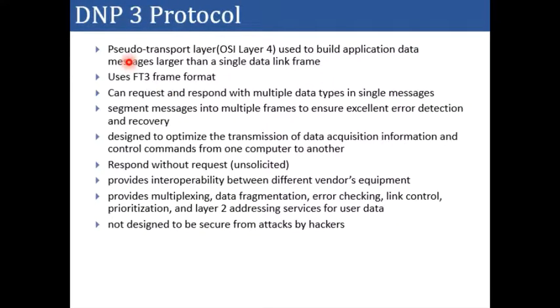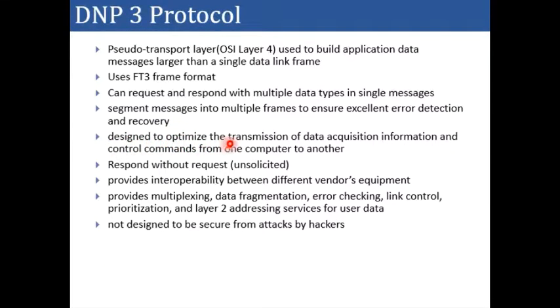Now the DNP3 protocol contains the pseudo transport layer, which is nothing but the layer 4 of the OSI layer and used to build the application data messages larger than the single data link frame. It uses the FT3 frame format. It can request and respond with multiple data types in single messages. DNP3 segments the messages into multiple frames to ensure excellent error detection and recovery.